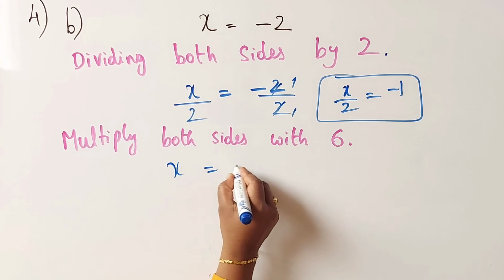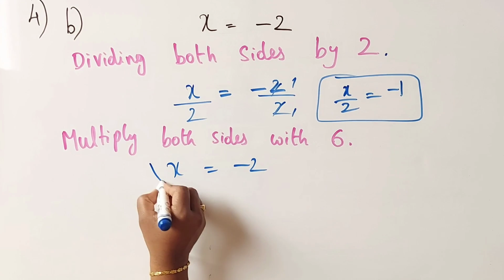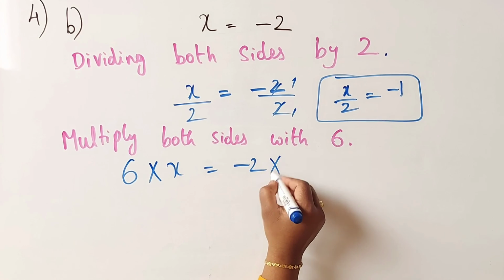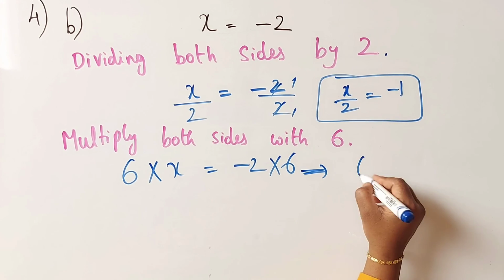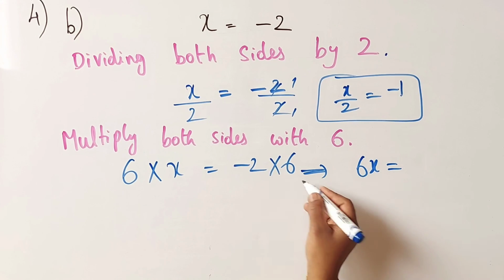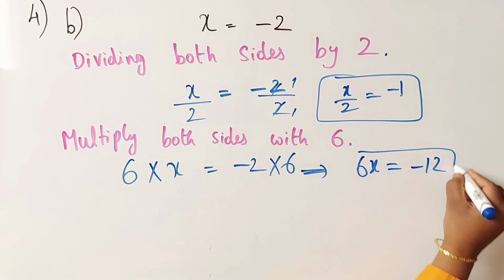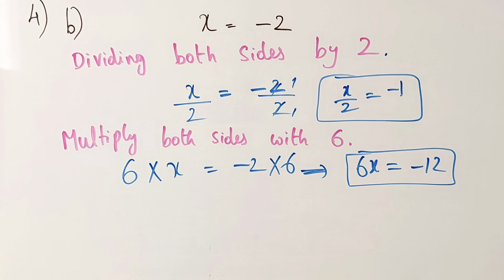So x equal to minus 2 is the main equation. So here we are multiplying with 6 and here also multiplying with 6. From here 6 into x, 6x equal to minus 2 into 6 is minus 12. This is the equation. Now we will do subtraction, children.